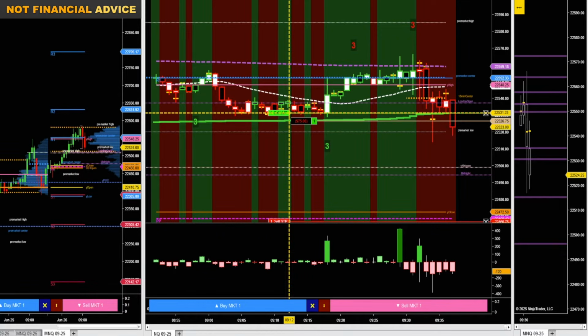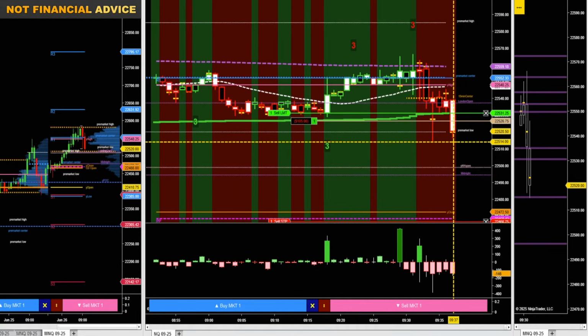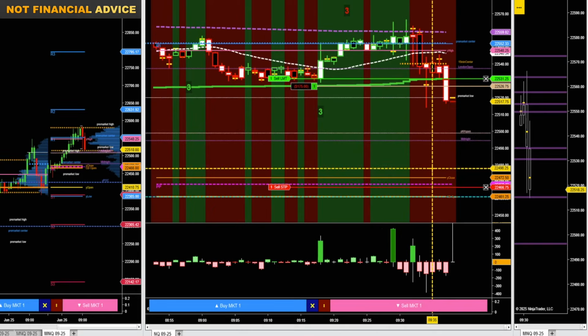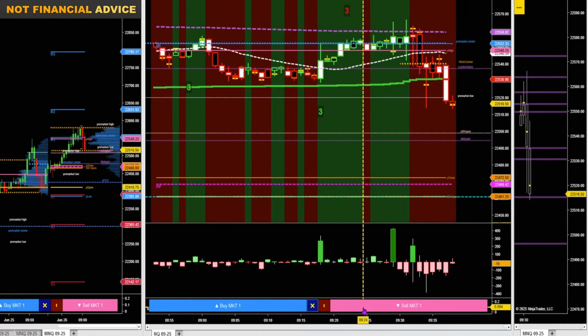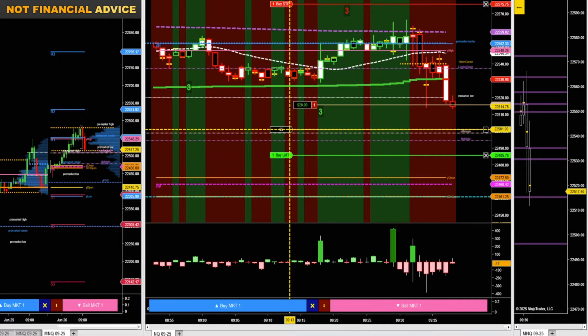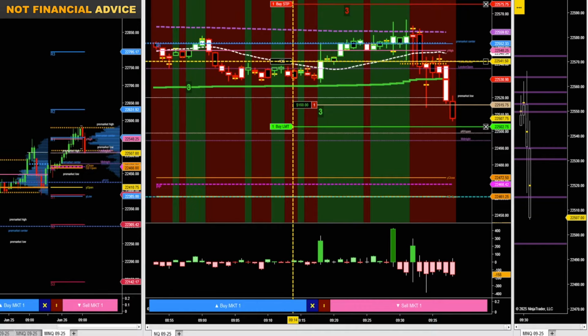Just expecting it to pull up to VWAP possibly. Now we're getting some volume coming in as we're making this move down. Gonna get out, go short. Look to target right above whole number. Stops going down, I'll put it right above 15-minute center.